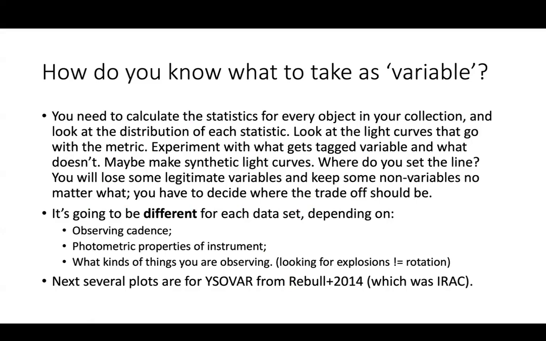So how do you know what to take as variable? Well, you need to play around with the statistics for every object in your collection, and then you have to look at the distribution of the statistics. You have to look at the light curves that go with that metric, and you have to do a little bit of experimentation. You have to decide what is variable and what is not variable. You may need to make some synthetic light curves, maybe even add noise where the properties of your synthetic light curve noise match the noise properties of your real light curves, and then decide where you're going to set the line.